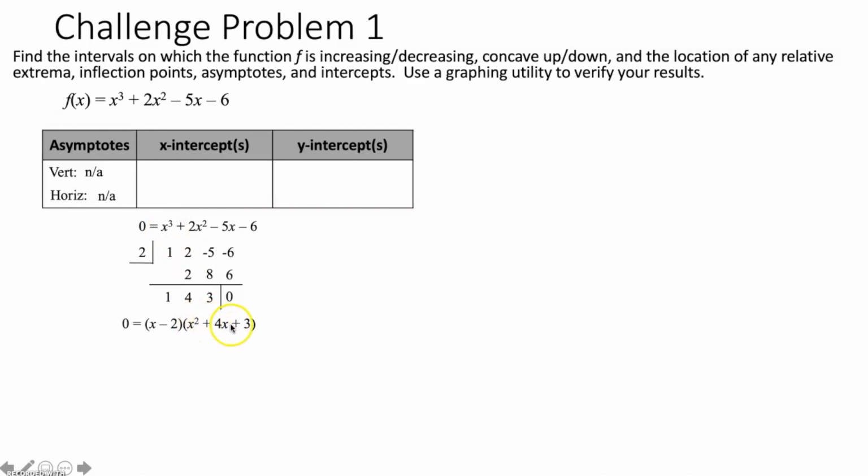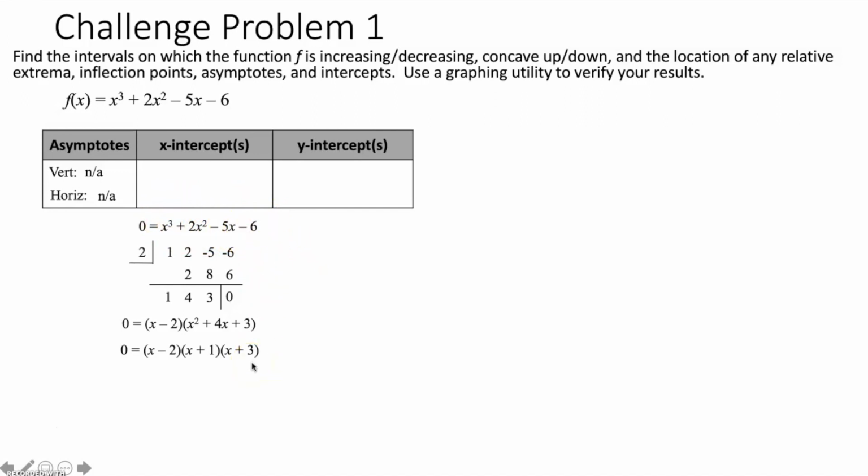Here, x squared plus 4x plus 3, this is a quadratic trinomial, which I can factor more. So this actually is going to factor into x plus 3 times x plus 1. Now, this right here is the completely factored form of our given polynomial.